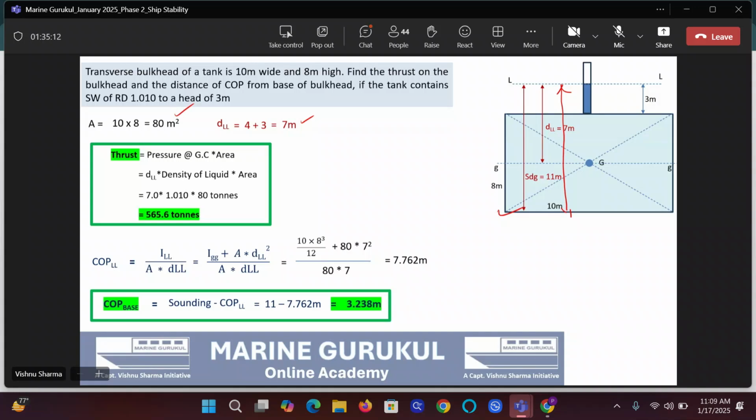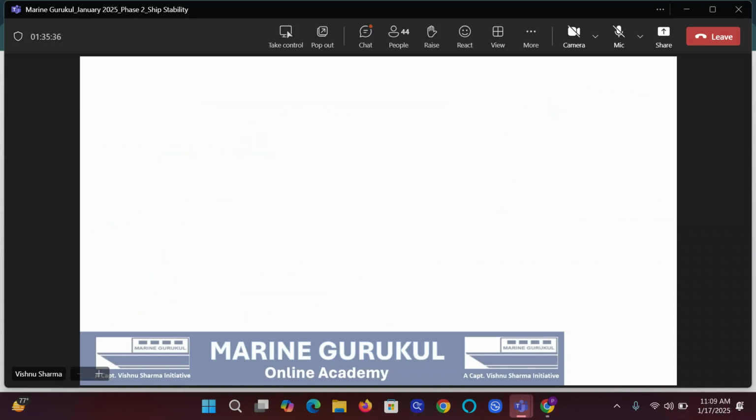Is it clear now, Keshav? Yes, sir. It is clear. Okay. The COP formula will remain COPLL only. It will not change. You can't write COP base is equal to some other formula, right, guys? Correct? Clear? Okay, fine. Let's go to the next question.